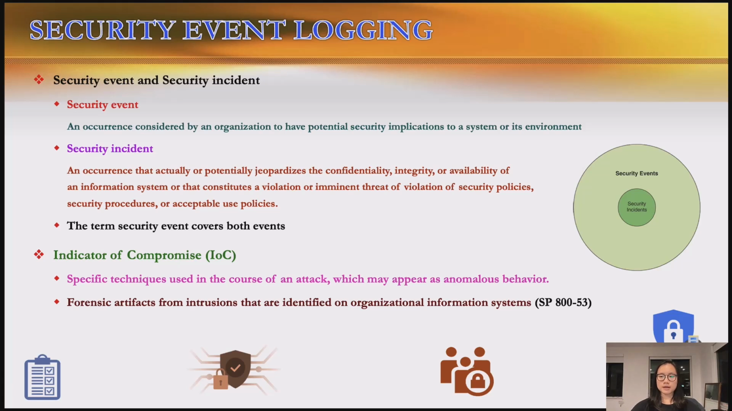Indicator of compromise refers to specific techniques used in the course of an attack, which may appear as anomalous behavior. According to the National Institute of Standards and Technology Special Publication, indicator of compromise is defined as forensic artifacts from intrusions. The artifacts are identified in information systems. They provide organizations with valuable information on objects or information systems that were compromised.